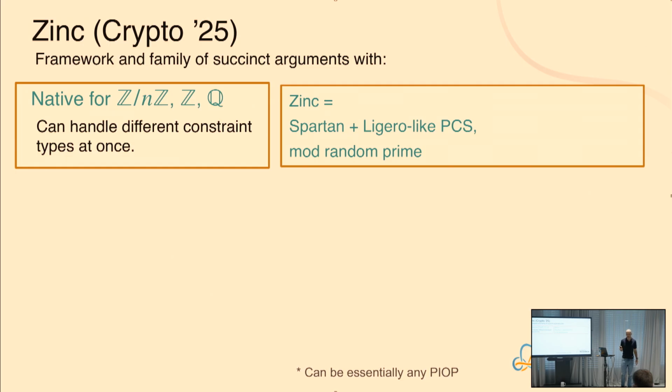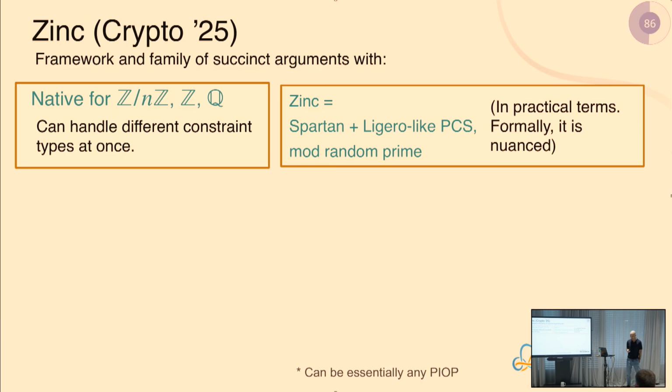We instantiated the ideas with Spartan and a PCS that looks like Ligero or Brakedown. And when the scheme runs, the way we instantiated it is like Spartan compiled with Ligero or Brakedown, run modulo a random prime. We could instantiate it with different schemes, but that's the one we chose. But there's not much that forces us to use Spartan and Ligero. We could likely use other schemes.